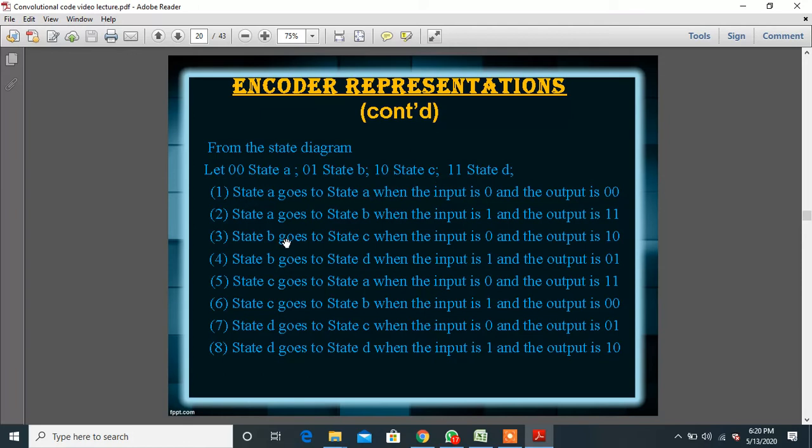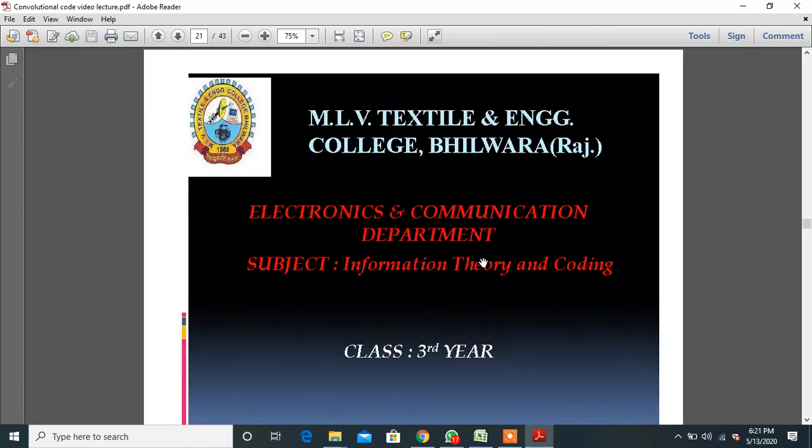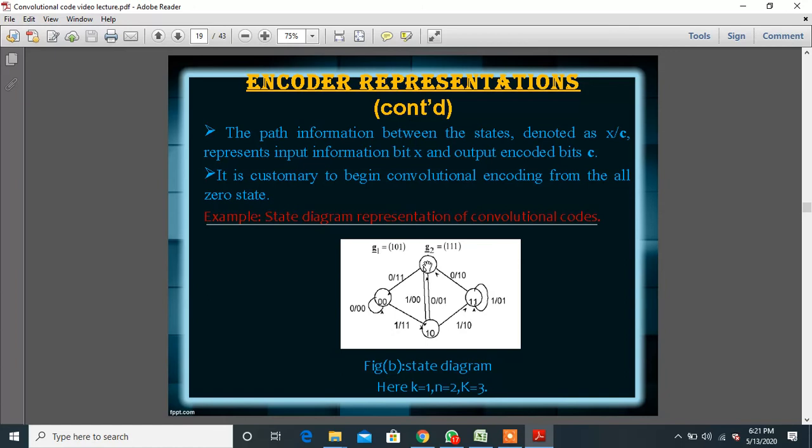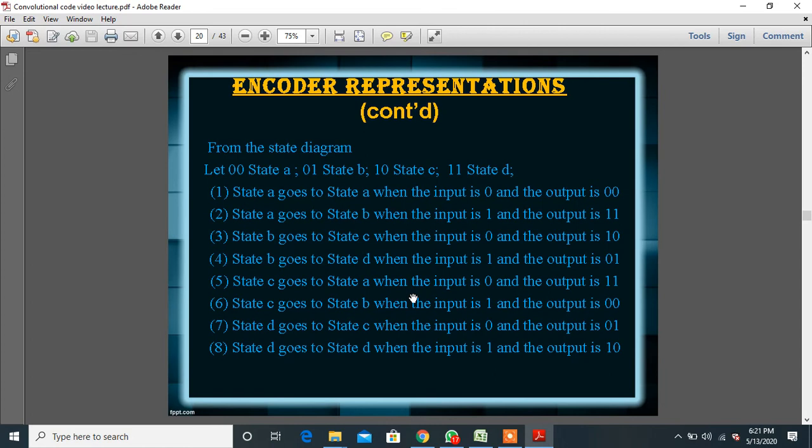Now we have reached state B. State B will move to state C or state D. State B goes to state C when the input is 0 and the output is 1, 0. So here it is shown, state B to state C. When input is 1, output is 0, 0. This we are showing over here. One by one, all the states are cleared. State B to state D is shown. State C goes to state A. State C again goes to state B when input is 1.